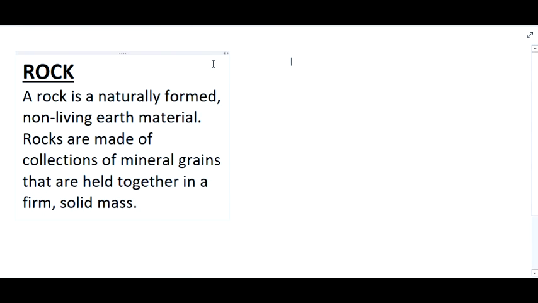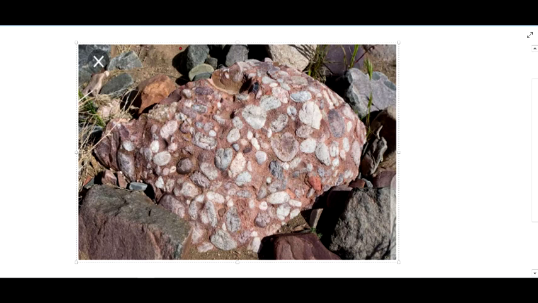We have the definition of rock. A rock is a naturally formed non-living earth material. Rocks are made of a collection of mineral grains that are held together in a firm, solid mass. If you take a look at this diagram, you see how they are held together. And you know this is almost like a stone, right? Okay, let's talk more about that here.